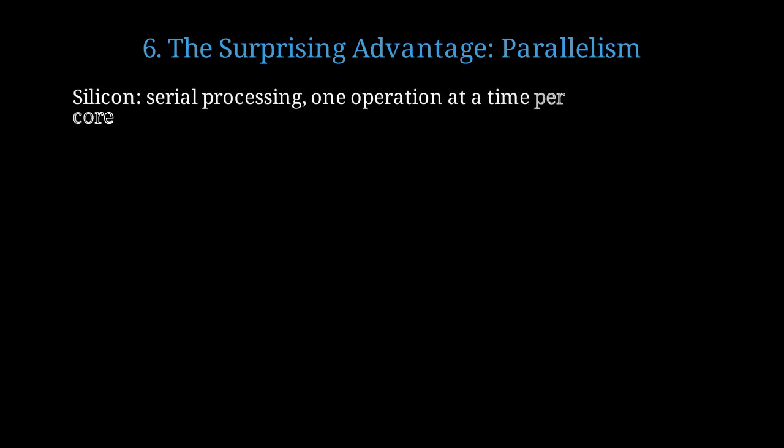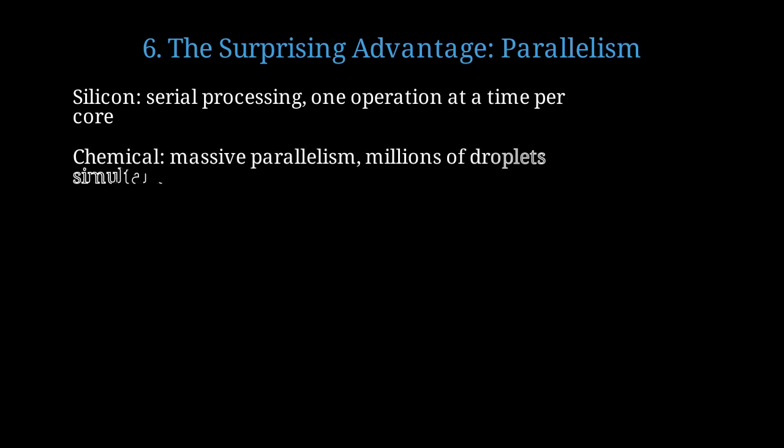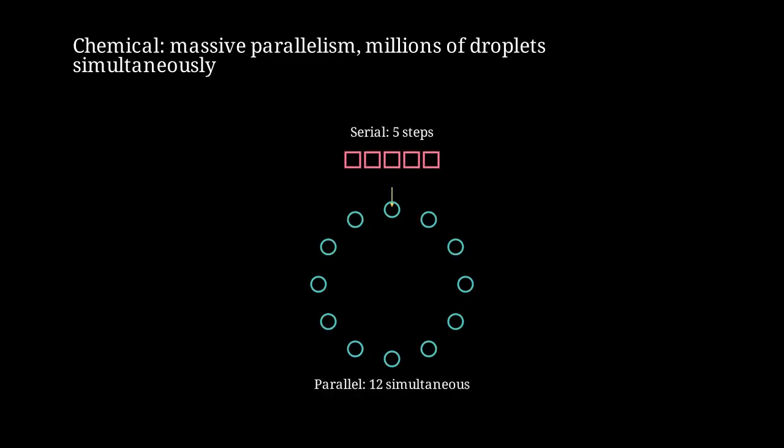Silicon processors work serially, executing one operation at a time per core, even with multiple cores. Chemical systems offer massive parallelism, where millions of droplets can compute simultaneously in parallel. Serial processing handles tasks sequentially like a single-file line, while parallel processing handles many tasks simultaneously like multiple checkout lanes.